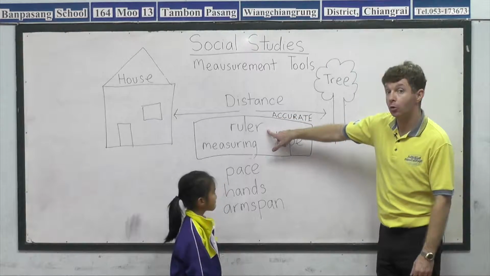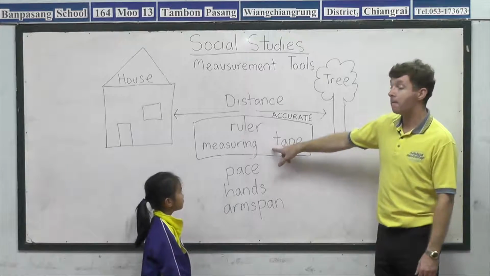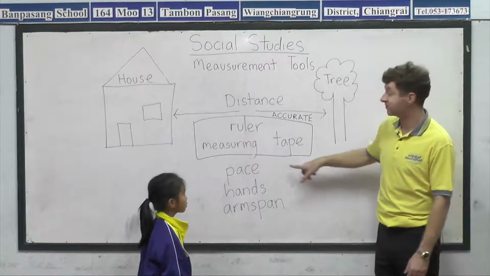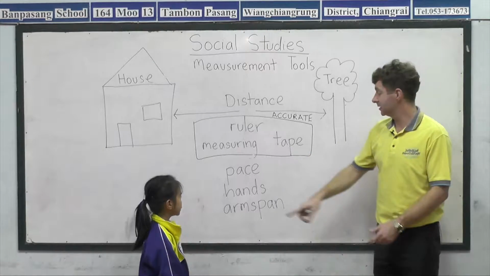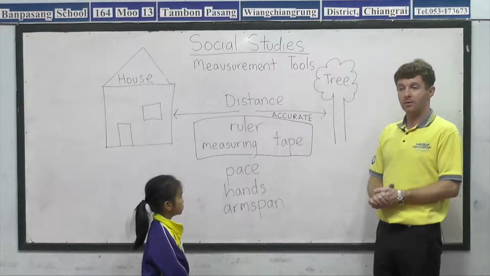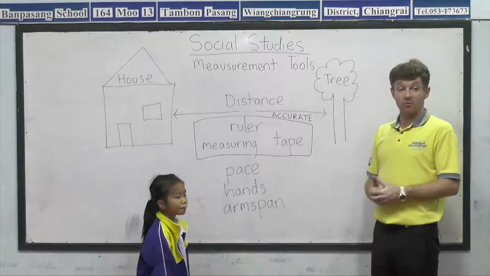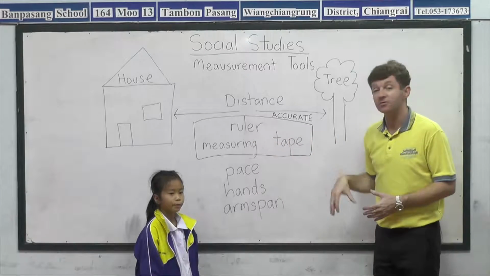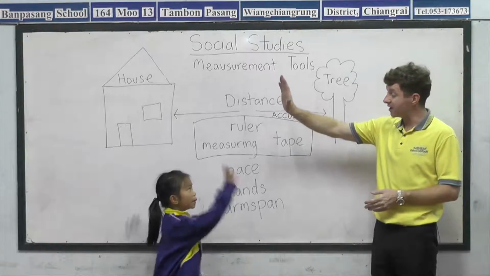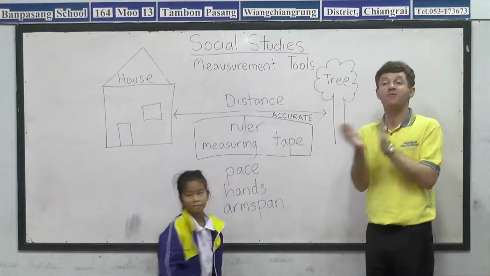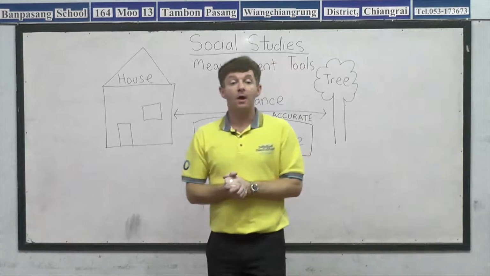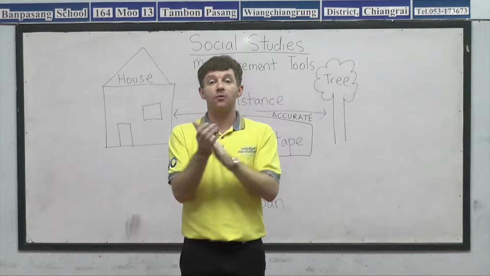Accurate, ruler. Measuring tape. Not accurate, pace. Hands. Arm span. And why is it not accurate? Because everybody's bodies are different. Prel, thank you very much. High five. Big round of applause for Prel for demonstrating. And well done, guys, for listening. That was very good again.